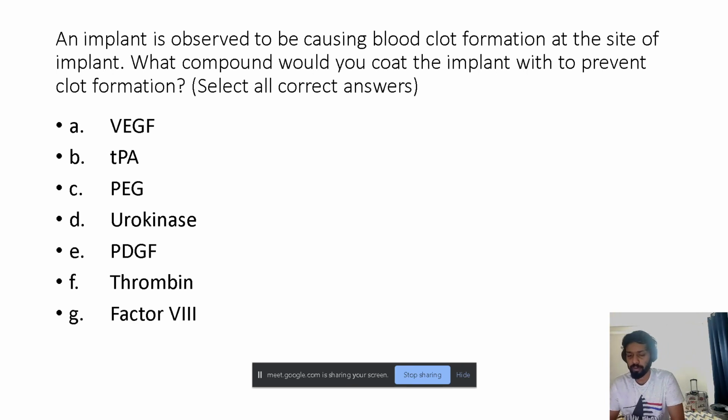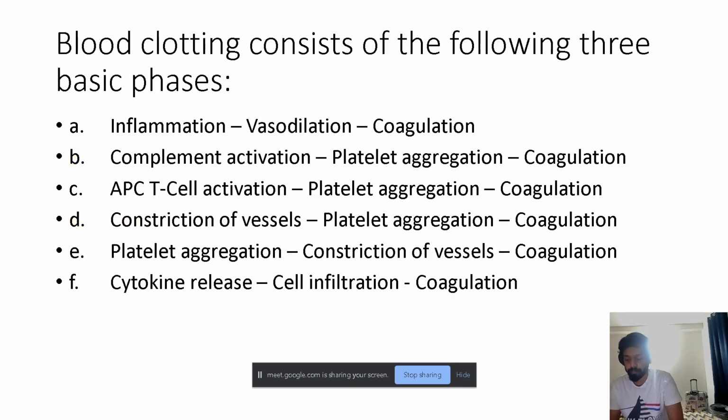So tissue plasminogen activator and urokinase are both involved in preventing blood clot formation from occurring. So you would want to give those two. And tissue plasminogen activator, I think, is sometimes given in clinics as well to resolve blood clots. Okay.